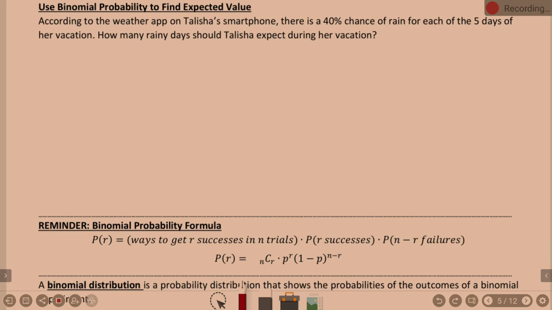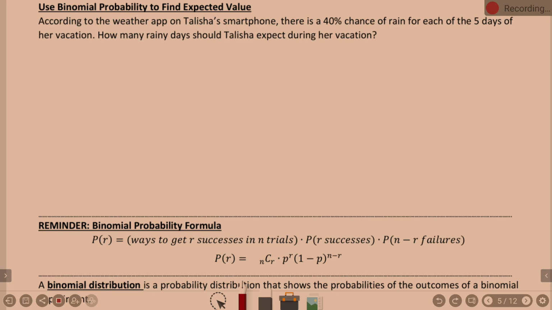Now, what we need to figure out here is there's a 40% chance for rain each of the 5 days. We need to look at our binomial probability formula, because this follows, remember how we talked about binomial experiments? It had to meet the 3 requirements. Are there 2 possible outcomes? Rain or not rain. Is one day, whether it rains or not, independent of the next day? Yes. And is the probability that it rains each day the same? Yes. So this is binomial probability.